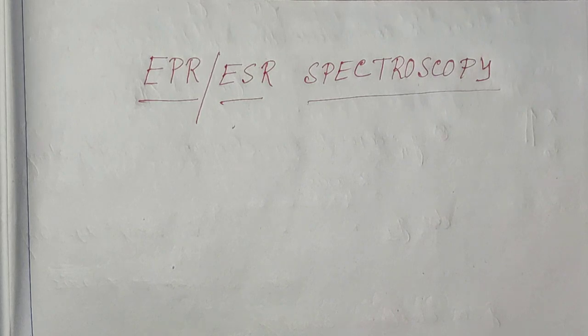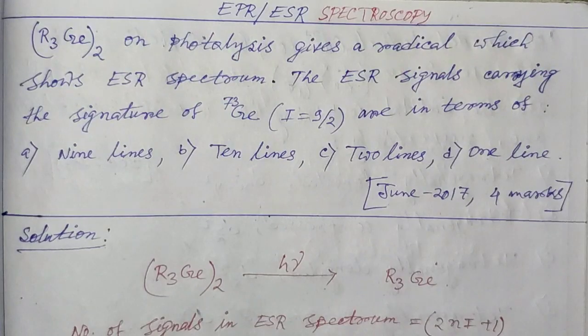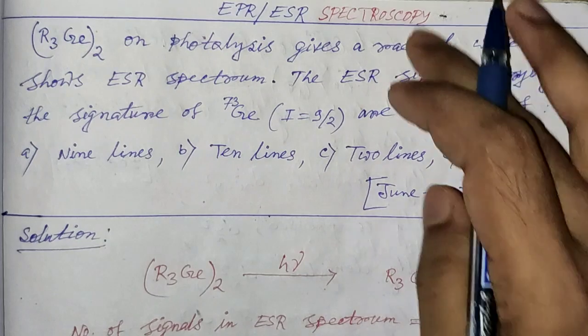So let's start. This question was asked in June 2017 for 4 marks. From the question you will see that it is a very easy question, but there is some trick in the question. If you read the question carefully, then you will see the trick.